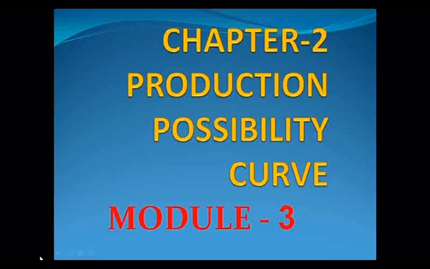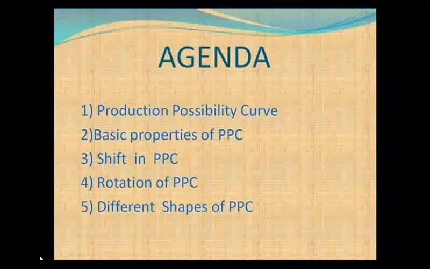In this module 3, we will continue the topic production possibility curve that we have started in module 2. In this module, we will read about production possibility curve, basic properties, shift in PPC, rotation of PPC, and about the different shapes of production possibility curve.